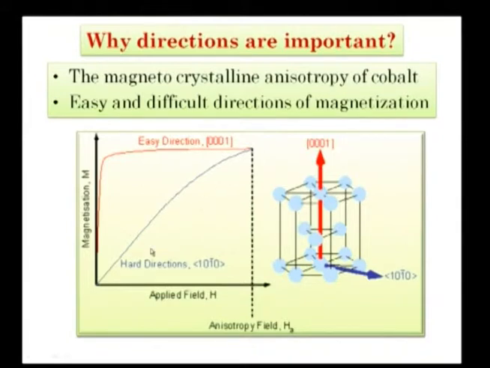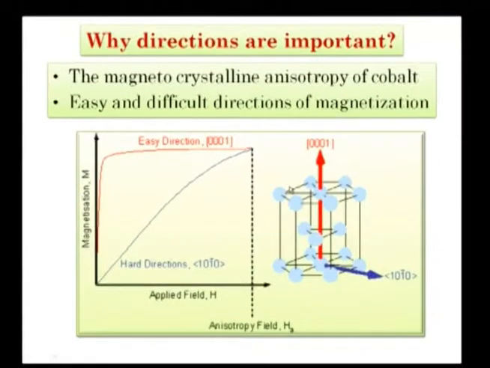And so, you would have studied easy and difficult directions of magnetization. So, the amount of magnetism that could be induced in the material depends upon the direction, or differs from direction to direction. So, the magnetocrystalline anisotropy of cobalt is shown here. Easy and difficult directions of magnetization are shown in this picture.